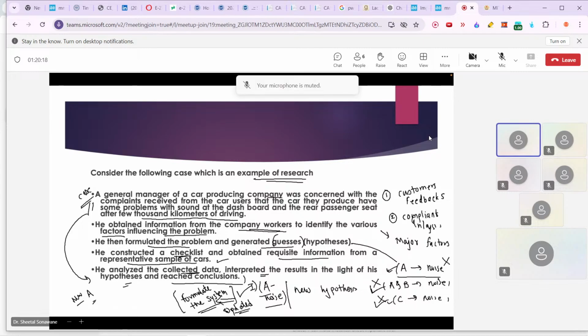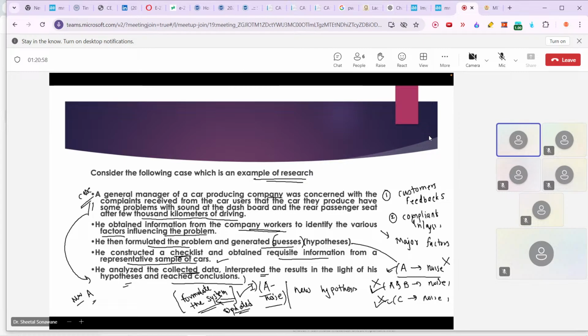In the first case, we obtain information from the company workers to identify various factors influencing the problem. What are the related or relevant factors which are going to affect it? He then formulated the problem and generated hypothesis cases. Generally we see what causes the problem: maybe in this case there is some defect, maybe it is elsewhere, so A, B, there are 3-4 options. So what he did is he formulated the problem and generated the cases.